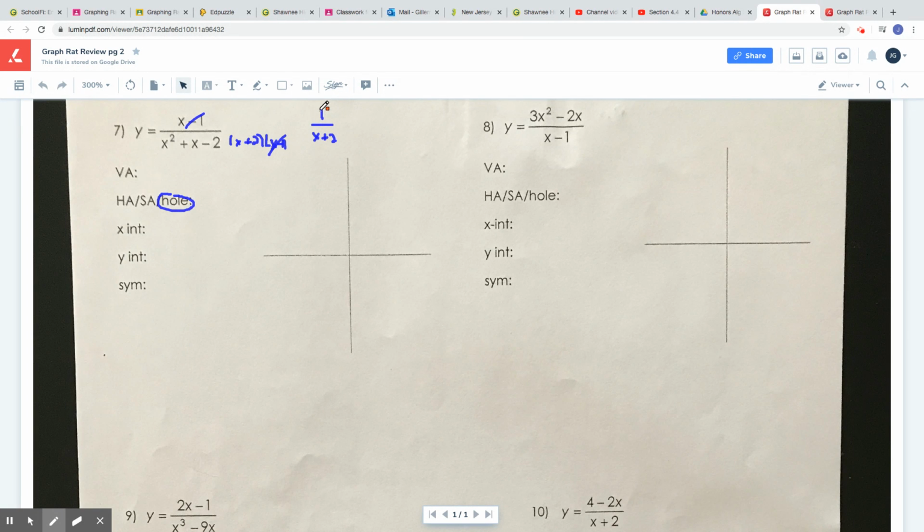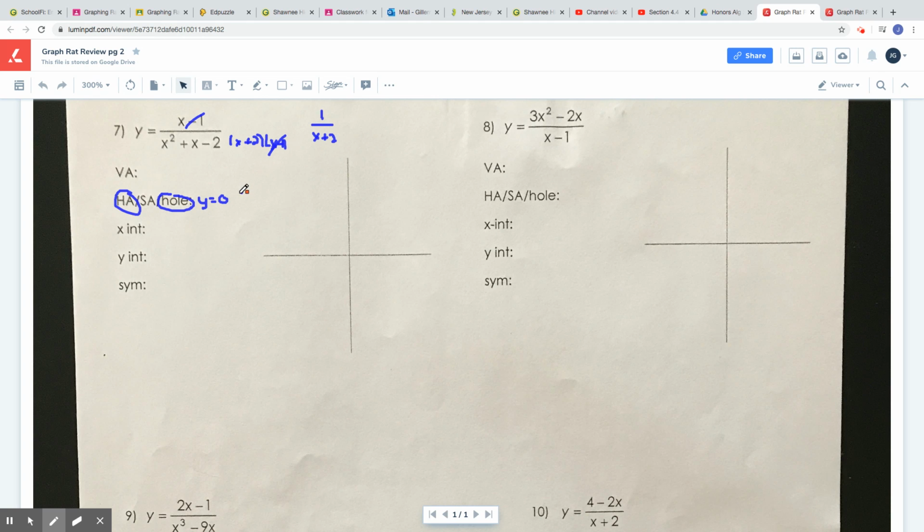However, we're not left with just x plus 3 or x plus 2. We're left with 1 over x plus 2. So this is also going to have a horizontal asymptote. We're going to have a horizontal asymptote at y equals 0, because the degree is larger on the bottom.